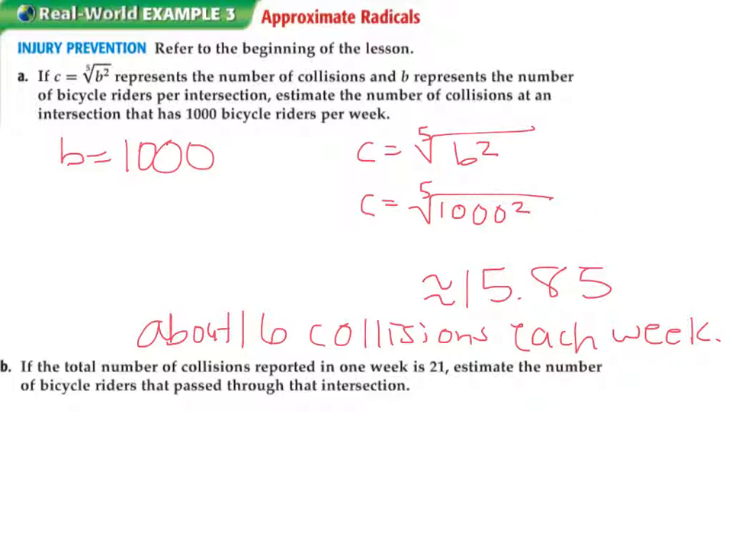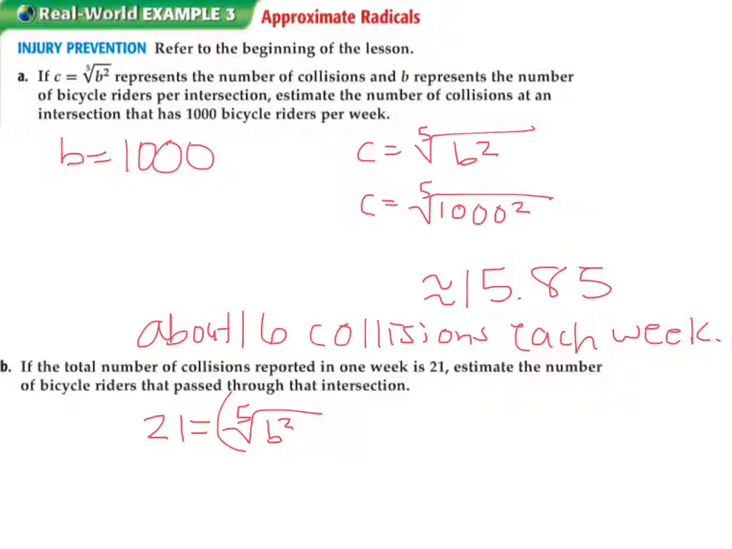In B, it says if the total number of collisions reported in 1 week is 21, estimate the number of bicycle riders that pass through the intersection. So this time, instead of giving us b, they're giving us c. So we're going to still use the formula that we had, but we're just going to plug in 21 for c. So we're going to have 21 equals the 5th root of b squared. And we need to go ahead and solve for that b value.